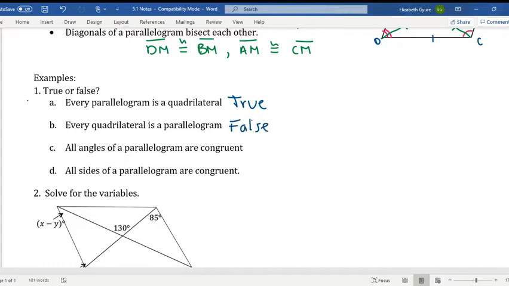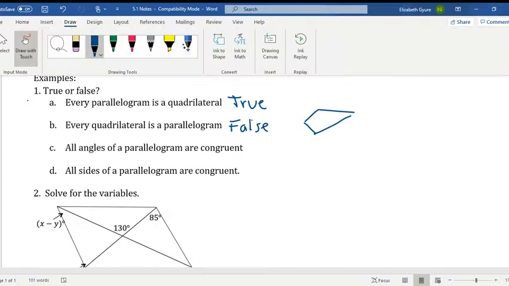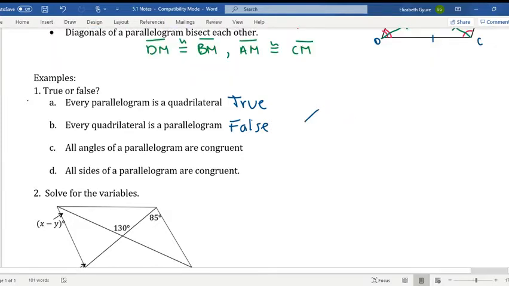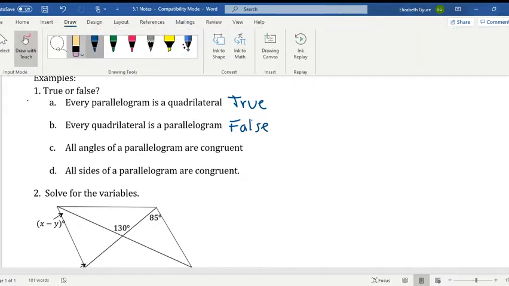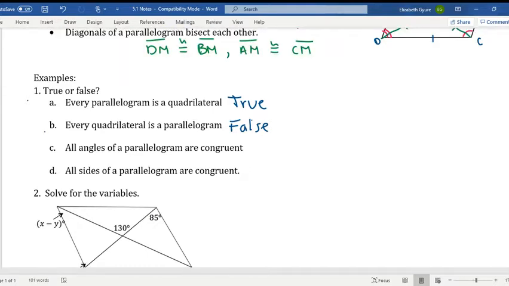A quadrilateral just means a 4-sided shape. So it could really be anything, right? Something like that. It does not have to be a parallelogram. Quadrilateral means anything with 4 sides. It doesn't have to be parallel or anything. And then for C, all angles of a parallelogram are congruent. That is false.